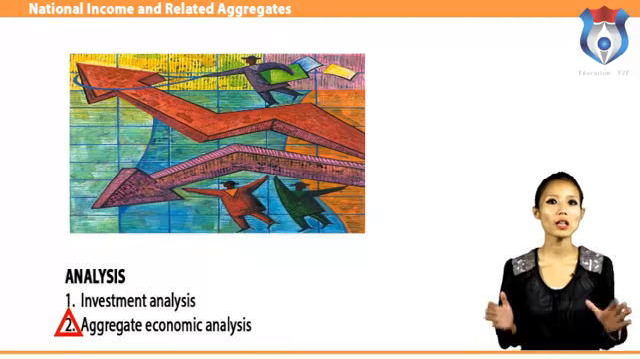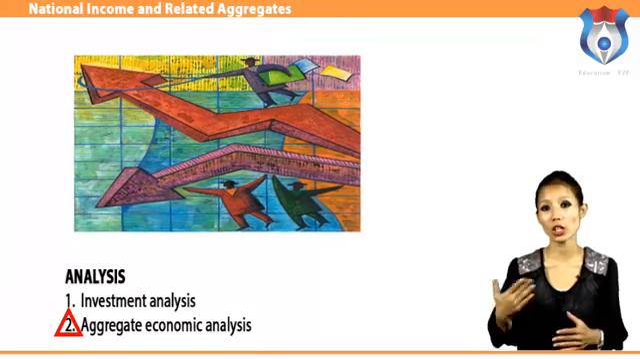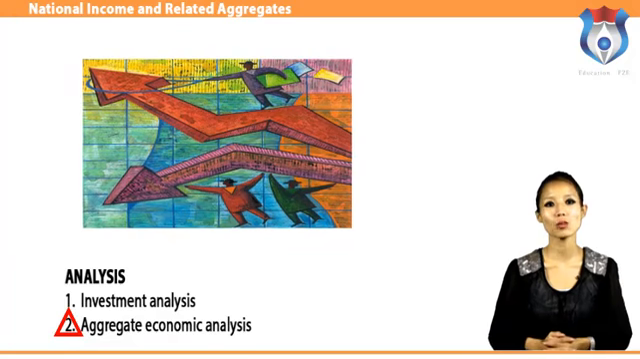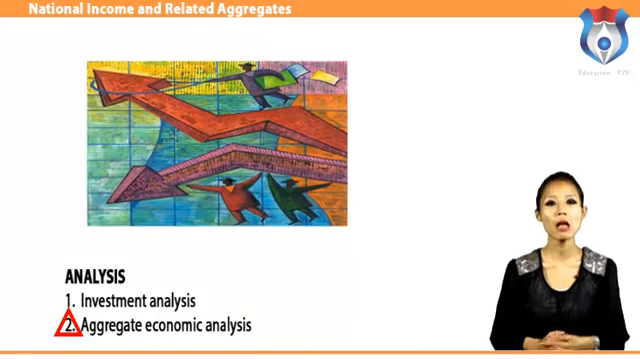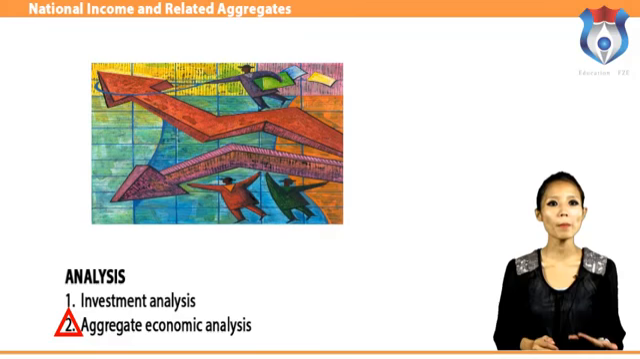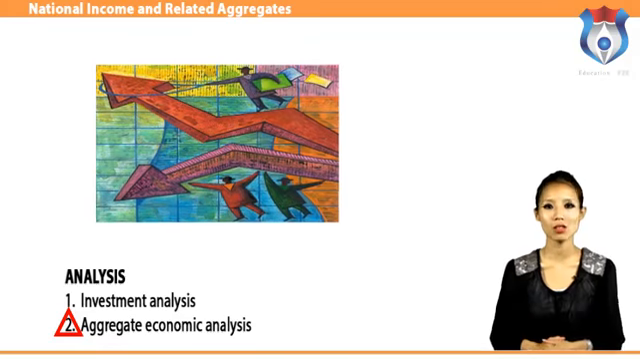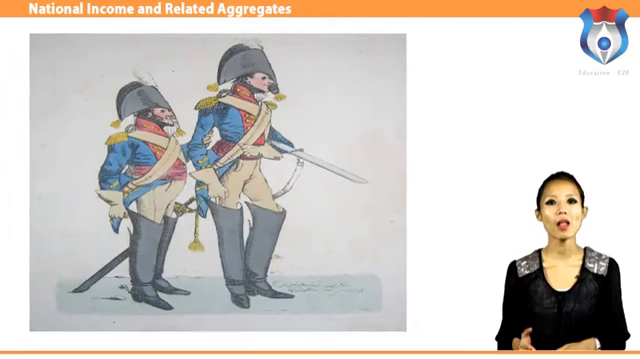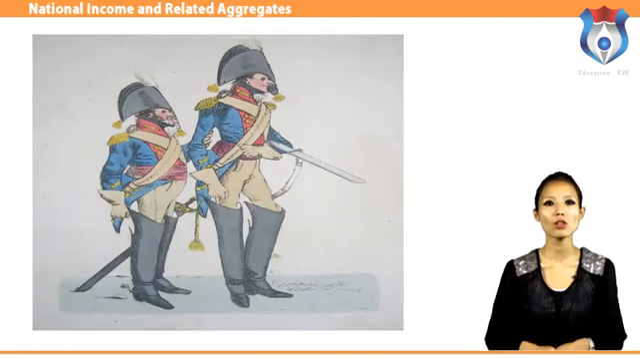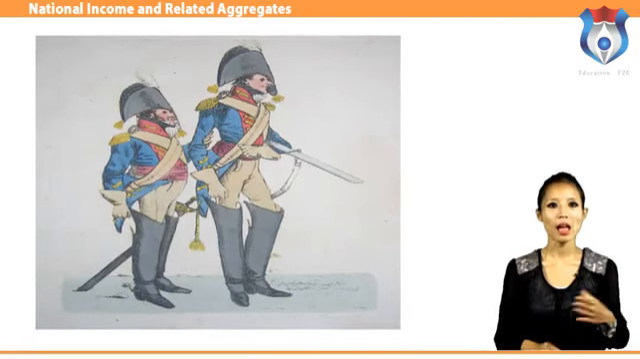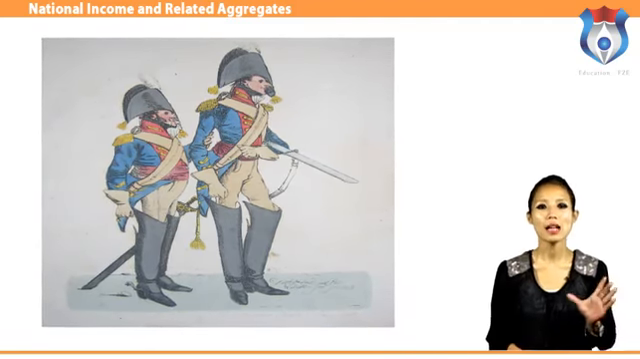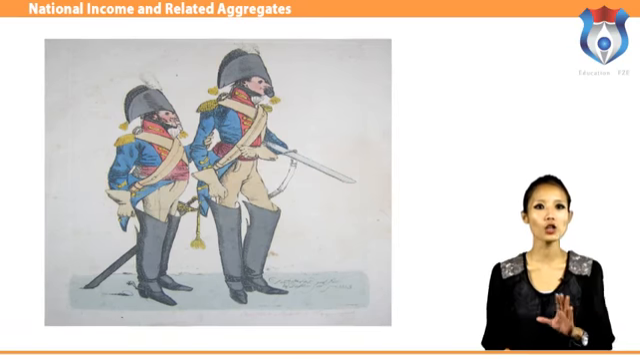opportunity. Aggregate economic analysis is concerned with issues related to macroeconomics, issues such as gross domestic product, national income, inflation, unemployment rates, and economic fluctuations known as business cycles. Aggregate demand and supply are key issues in aggregate economic analysis. Aggregate demand and supply measure the total demand and supply of goods and services across an entire economy.